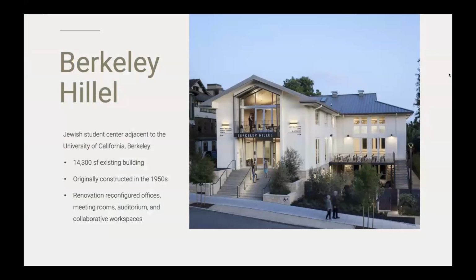Great, thank you. So our first case study is Berkeley Hillel, which is a Jewish student center adjacent to UC Berkeley. The building provides spaces for students to gather, to study together, and to explore their Jewish heritage through community service or by getting to know others in the community. The building was originally constructed in the 1950s, and there was a renovation completed in the 80s. And then design work for our renovation began in 2015, which was really before people were talking extensively about electrification and embodied carbon. Next slide.